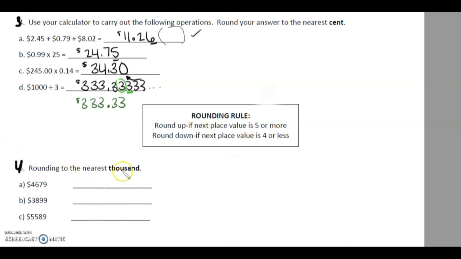Okay, number 4, round to the nearest 1,000. So I'm going to underline the 4th number in each of these. So in 4,679, this 6 is going to round the 4 up, and I'm going to get 5,000. In B, 3,899, this 8 is going to round the 3 up, and I get 4,000. And then 5,589, again, this 5 is rounding up, I get 6,000.